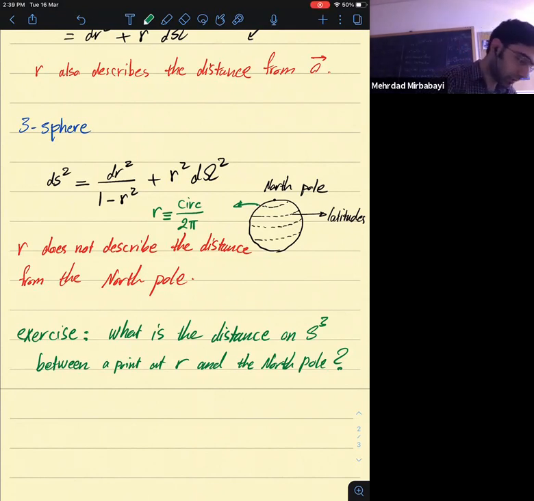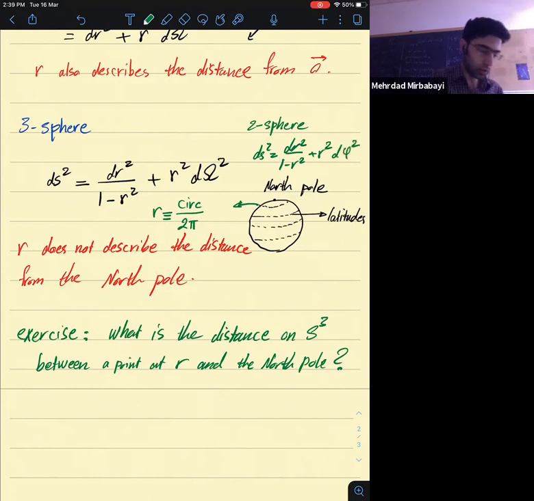In the case of a two sphere, this metric is going to become ds squared equals dr squared over 1 minus r squared plus r squared d phi squared. This two sphere is a two-dimensional manifold, so it has two coordinates. Now, once we go from the two sphere to the three sphere, the same idea can be applied, except that now we get this metric where the omega squared is a metric on a two sphere.